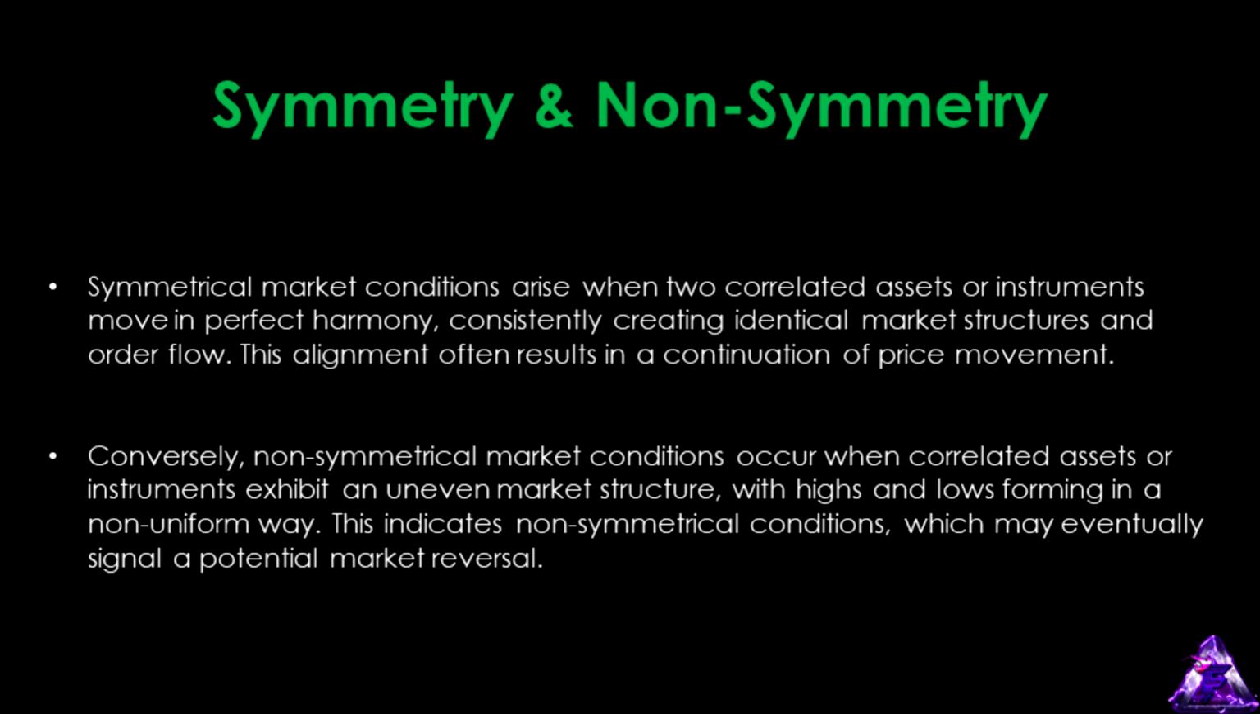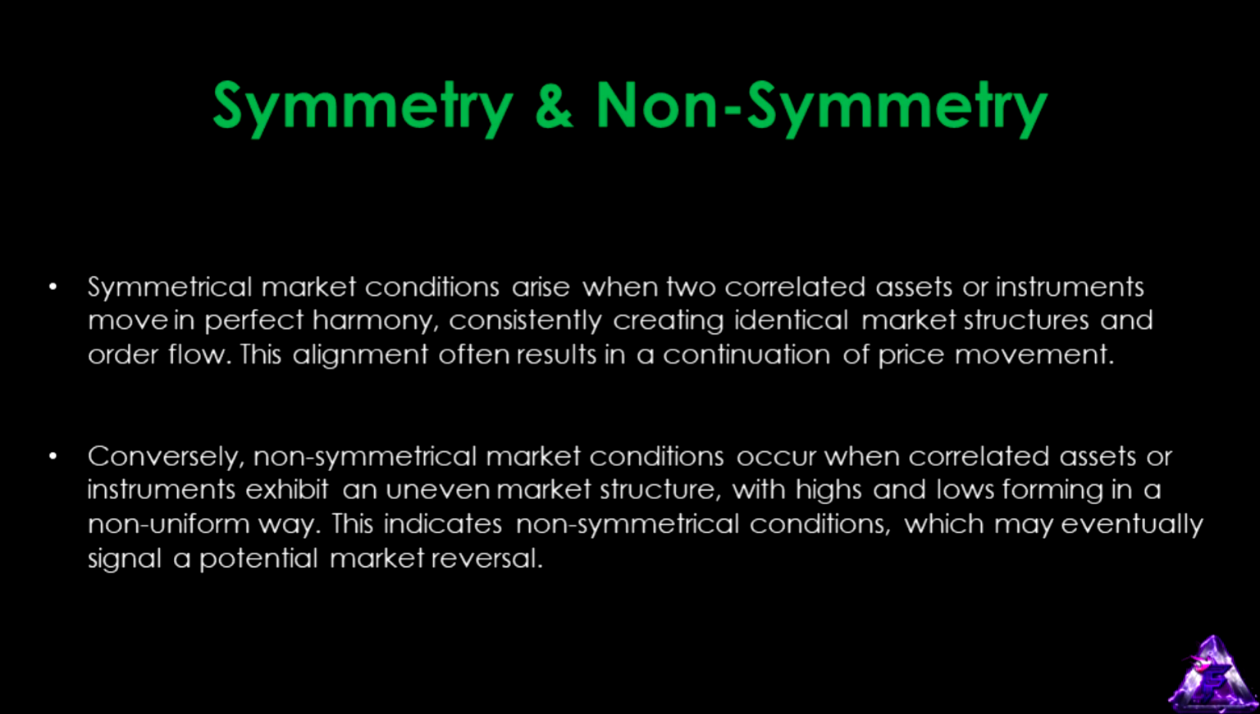On the other hand, non-symmetrical market conditions occur when there are clear discrepancies and variation between the order flow of two correlated assets or markets. This type of market condition arises when two correlated assets or instruments move in a non-symmetrical market structure, producing different or varying structures. This sort of non-symmetry suggests that there is manipulation happening in the markets, and it signals that smart money or market makers are actively interfering with the charts and price action.